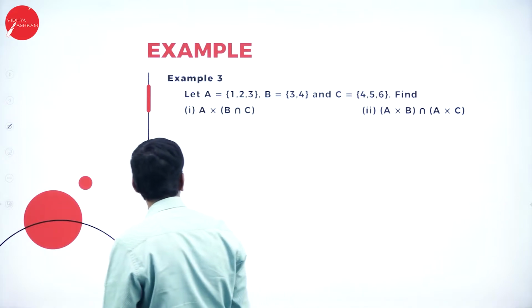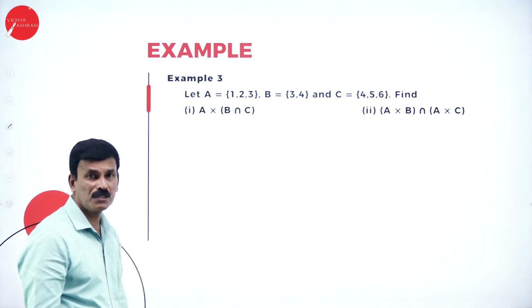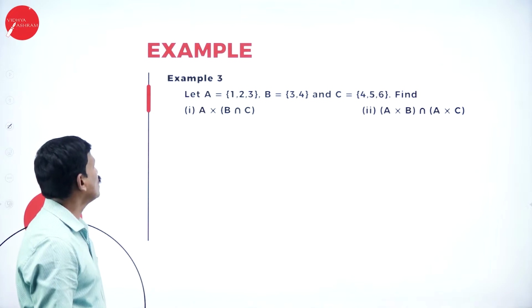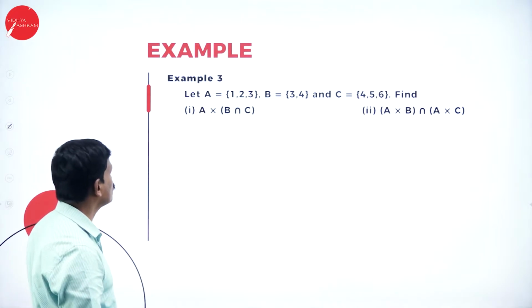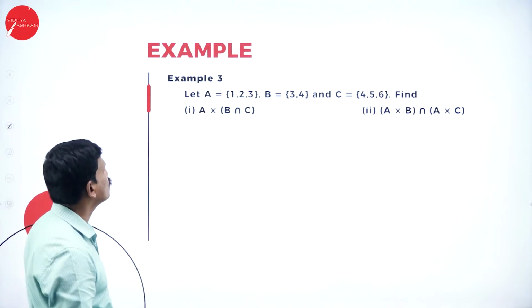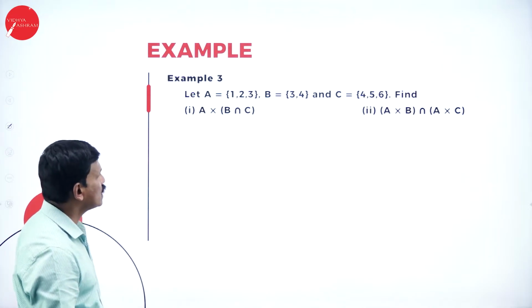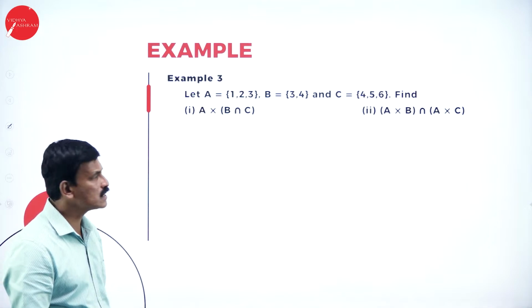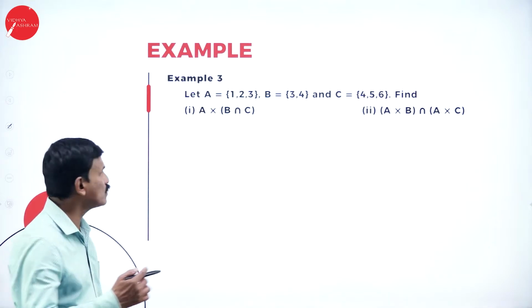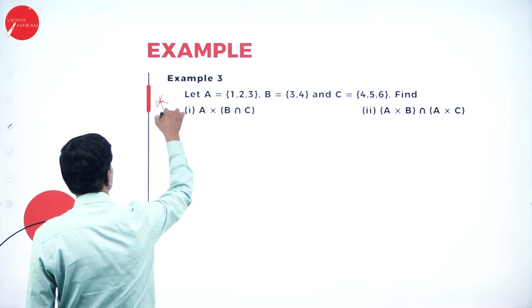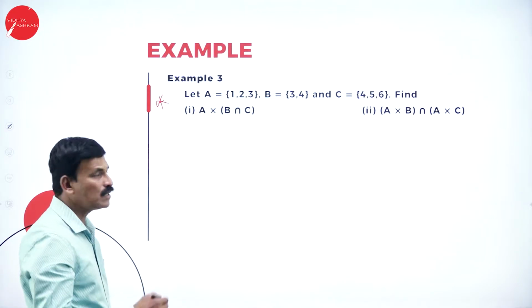This type of problem is very important. Let A = {1, 2, 3}, B = {3, 4} and C = {4, 5, 6}. Find A cross (B intersection C) and (A cross B) intersection (A cross C). This is what we want to find. This type of problem is very, very important for 5 marks. Now let us come to the first one.